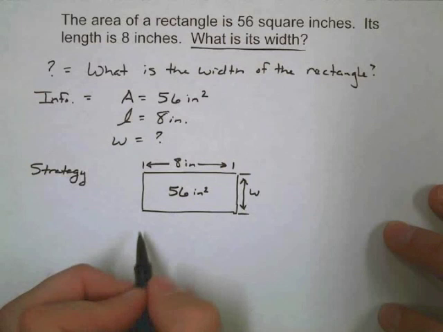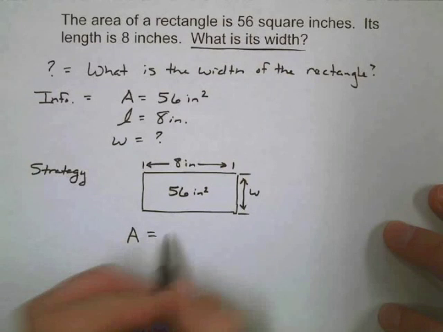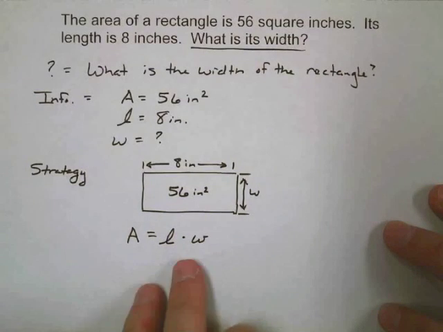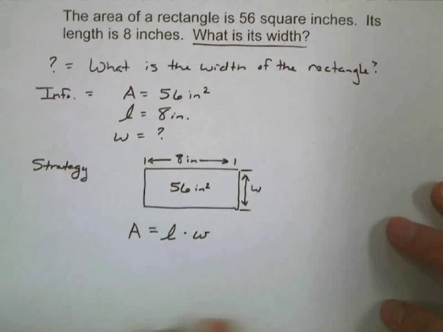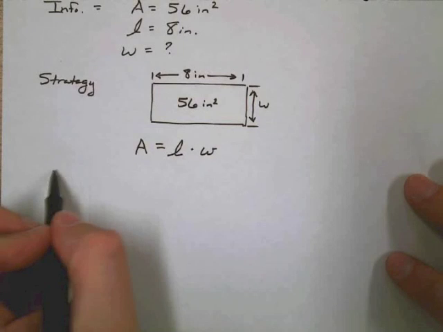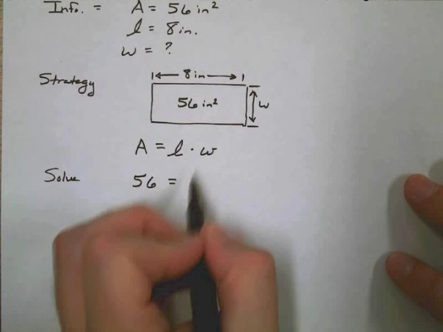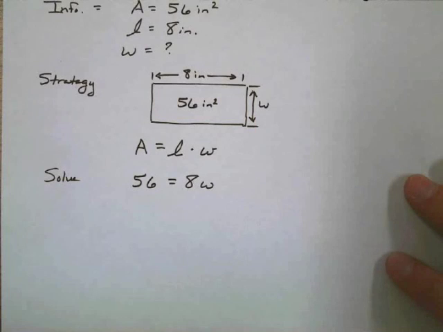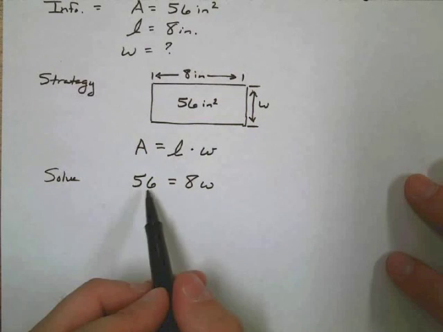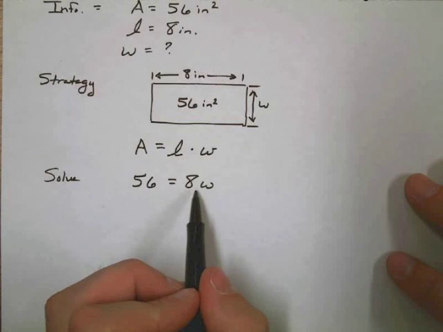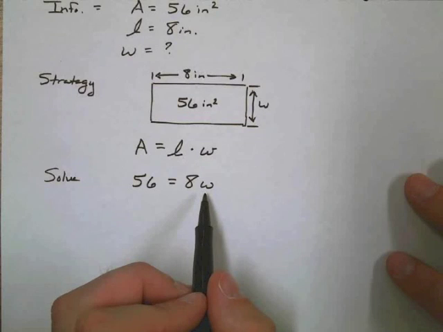Well, I also know that area is equal to length times the width. If I know two of these, then I can figure out the third. So I know a couple of these. I'm going to go ahead and solve this now. The area is equal to 56, and the length is equal to 8, and the width is what I'm trying to find. So my equation right now is 56 equals 8 times W. Now this is looking like a familiar problem that we've had in the past. So I need to get W by itself. I want to know what W is.